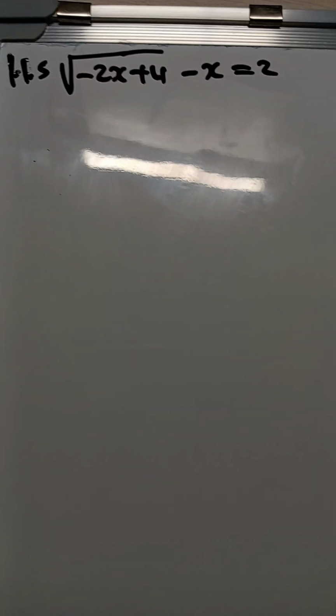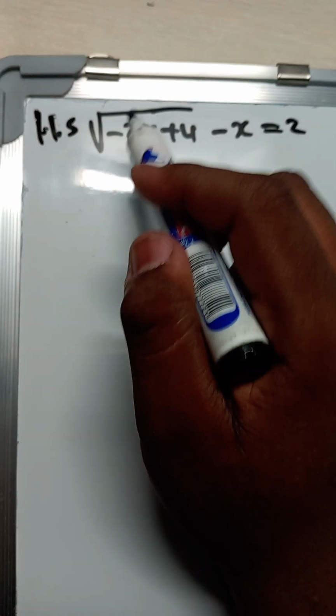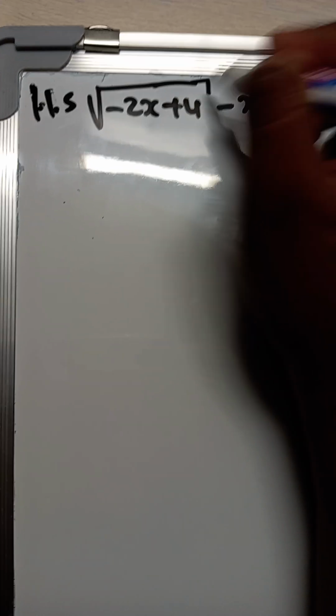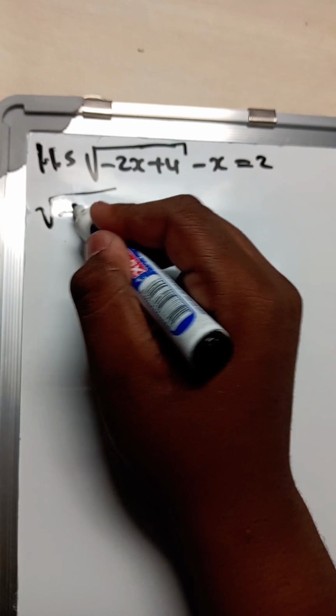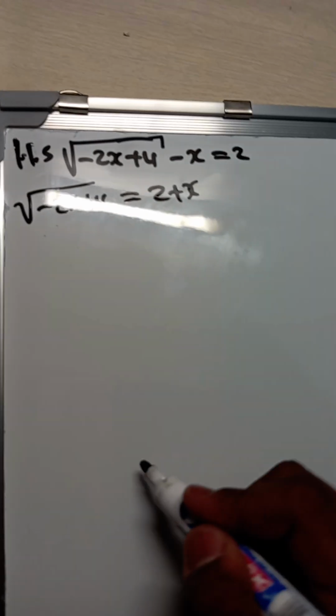Then now on the 5th question, I have a set equation. It is also my favorite. So just make sure that you check your equation. I have the square root of negative 2x plus 4. Be careful. 2x plus 4 is the only one inside the square root. So x is not part of the square root. So throw that x to the other side. So now I have negative 2x plus 4 equals 2 plus x, right?